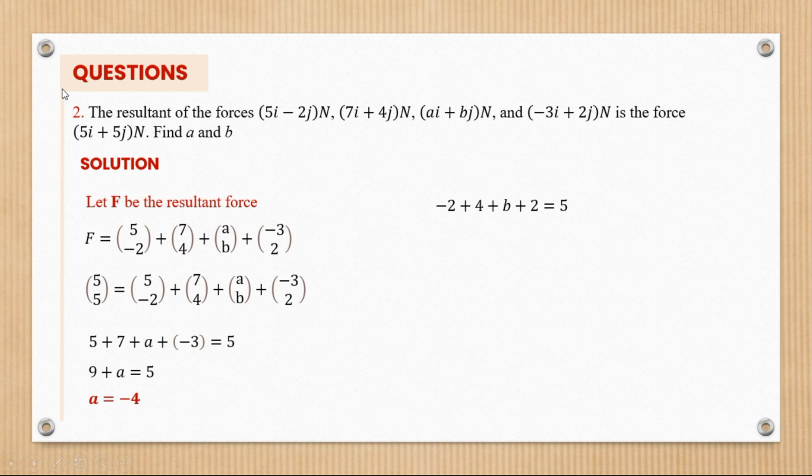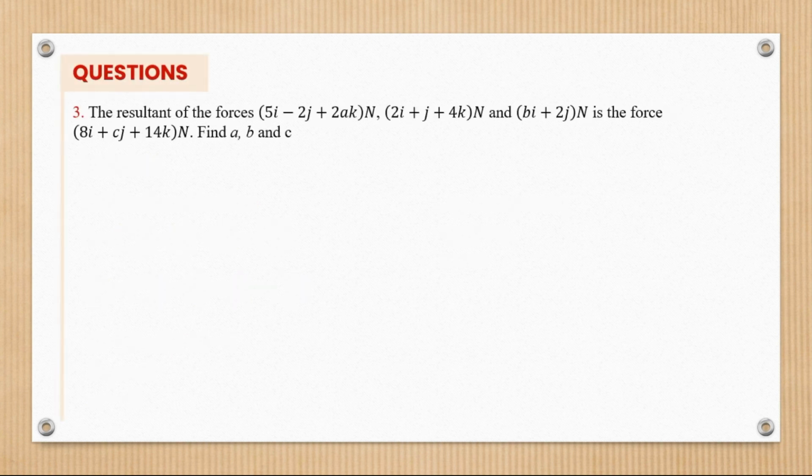Next I can look at the lower row. I'll have negative 2 plus 4 plus b plus 2, which is equal to 5. When I total those, I have 4 plus b equal to 5, so b is equal to 1, and those are the values of a and b.